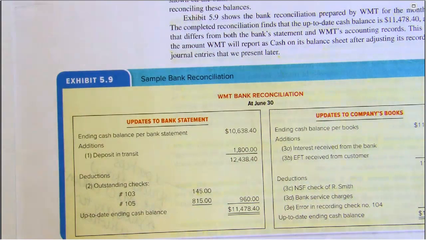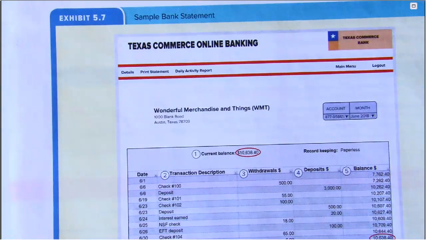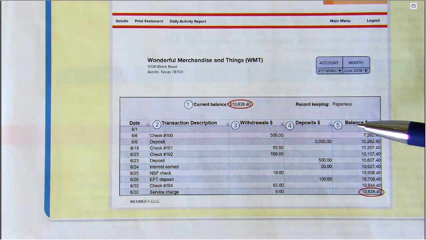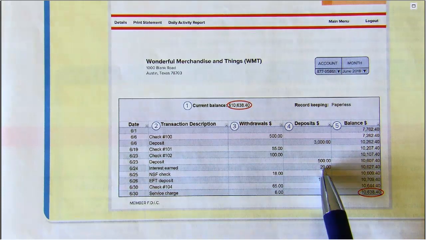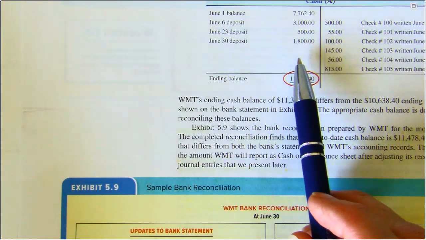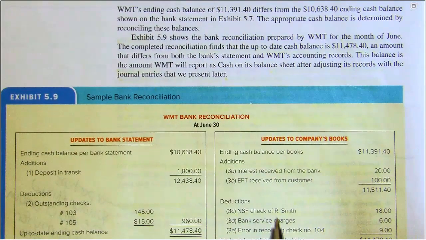Now let's see if there's anything on the bank statement that is not yet on our books. Okay, and at this point, if you put check marks, you just find things that had no check marks on them. Okay, so first of all, we have interest earned, $20. I do not see that in our T account, so we need to add that to our bank reconciliation on the books side, the company's book side, because we do not yet have that listed in our T account.